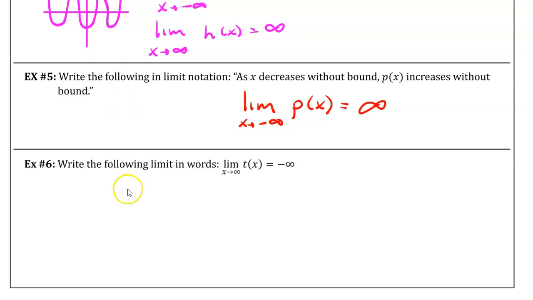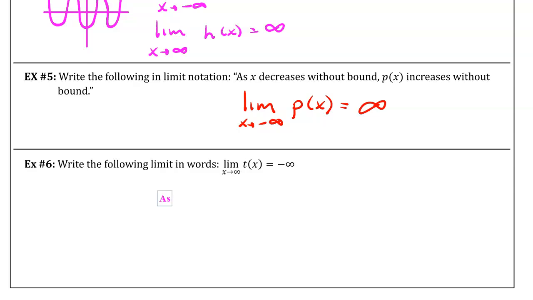Okay, and lastly, let's just do the reverse. Write the following in words. So we're going to basically write one of these statements right here. Just do it the other direction. So we're very comfortable with this. So use this as a model. This time we see positive infinity, right? So instead of decreases, it's going to be increasing.